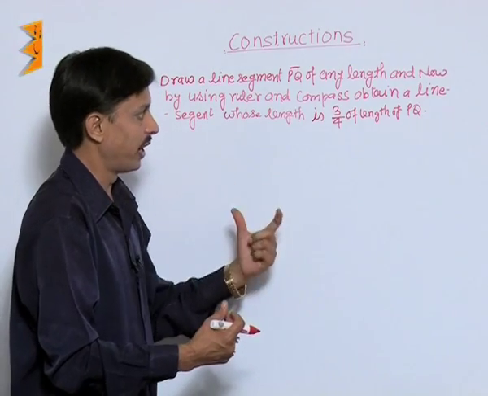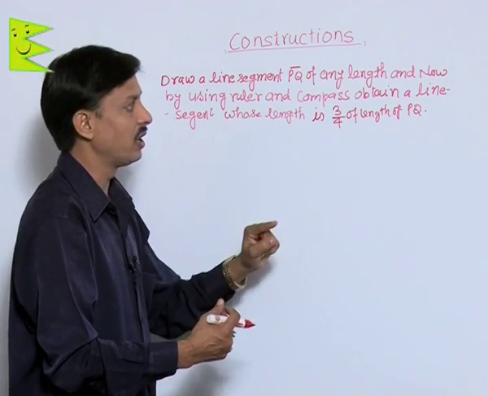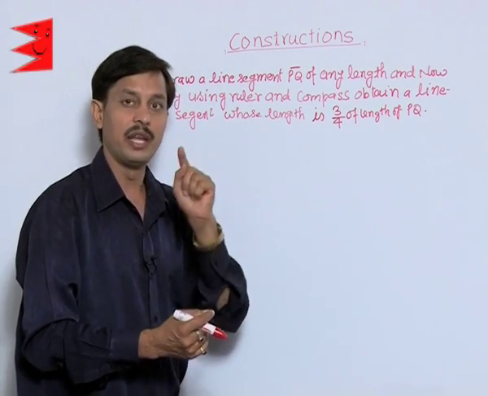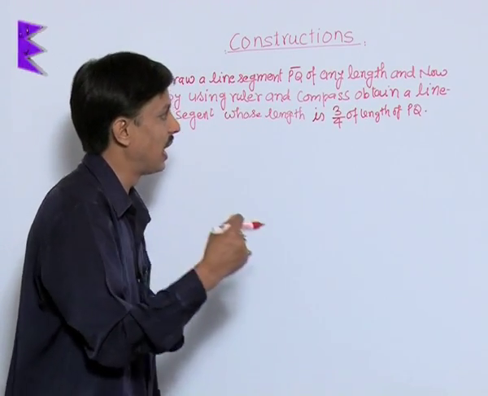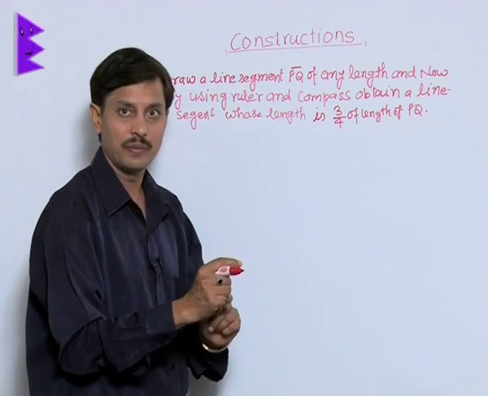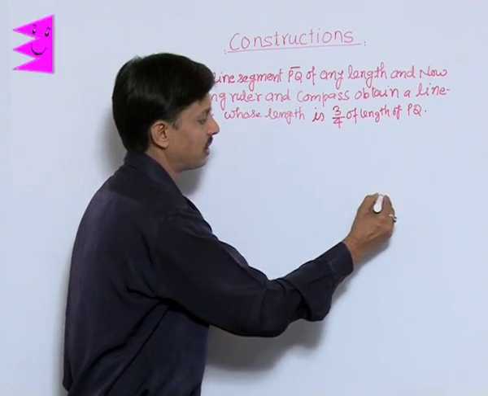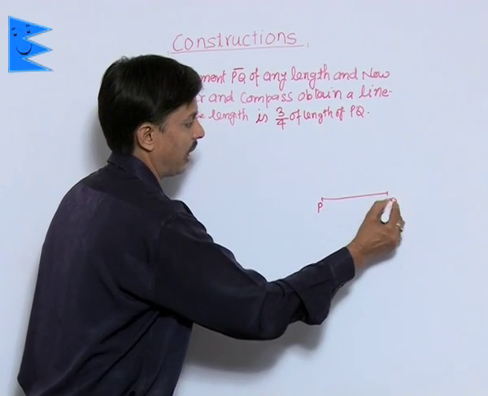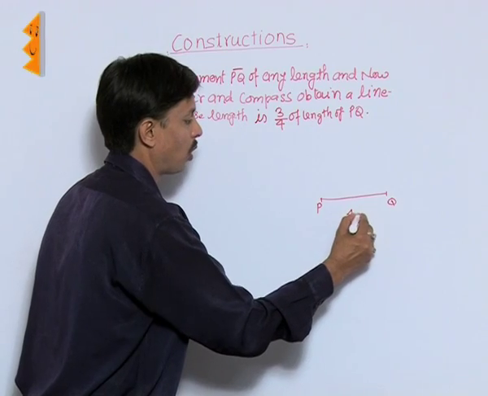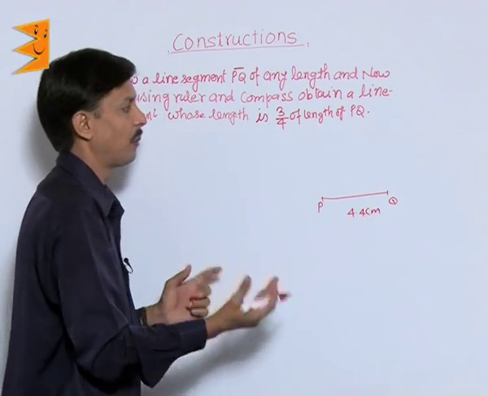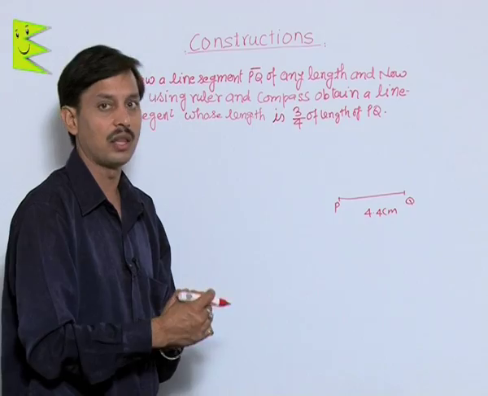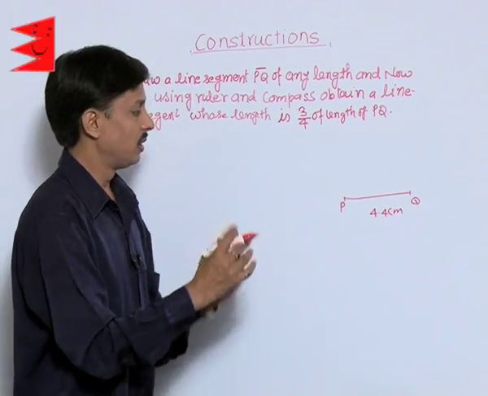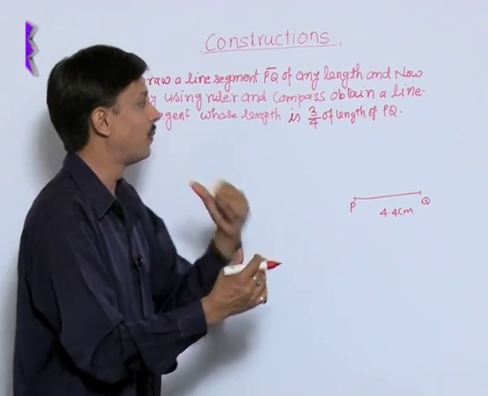In order to show it, first of all, take your scale, that is ruler, take the pencil, and with the help of pencil and ruler, draw a line segment. You can say this is PQ and the length is 4.4 centimeters. Suppose a convenient length I am taking. Now the question is that I want to find 3/4.